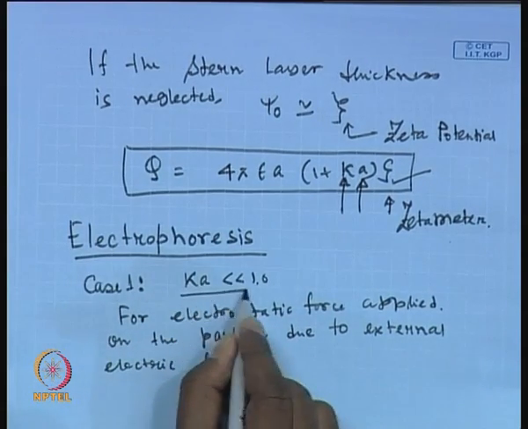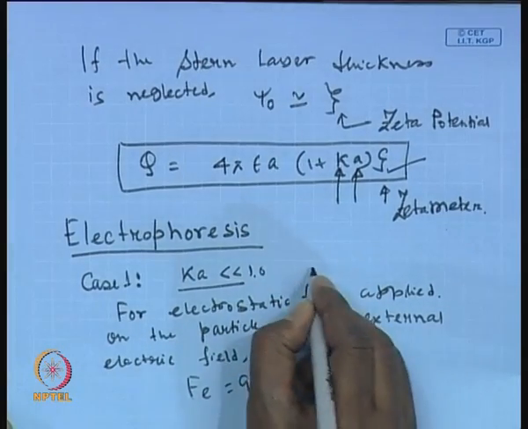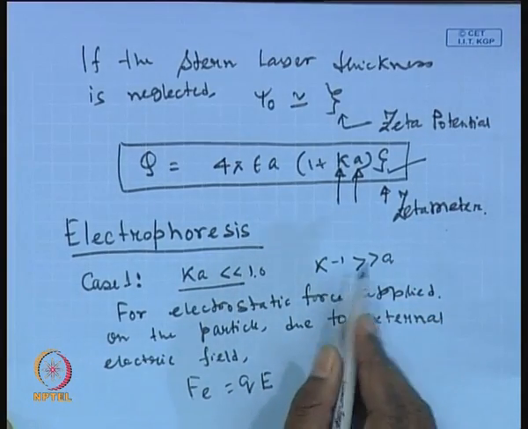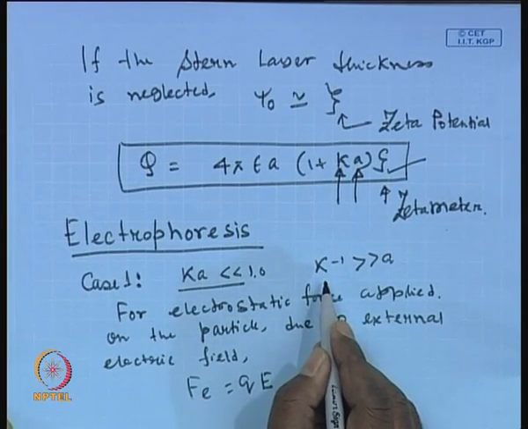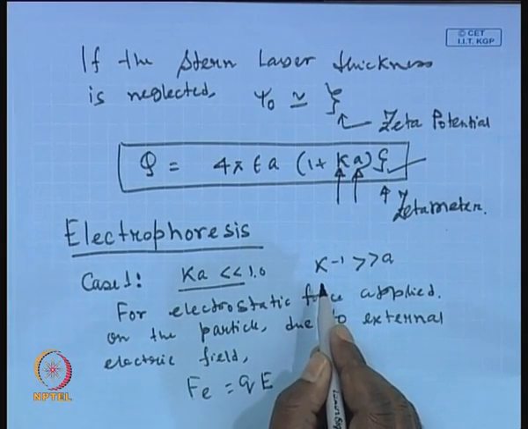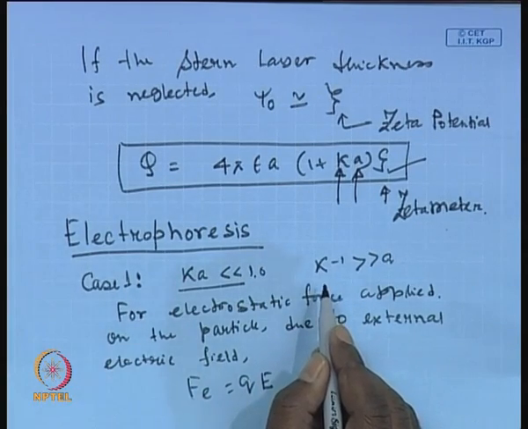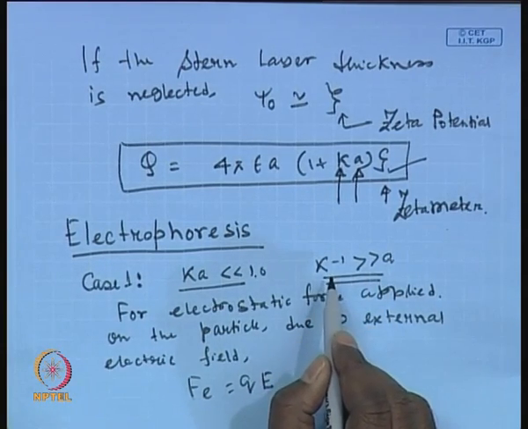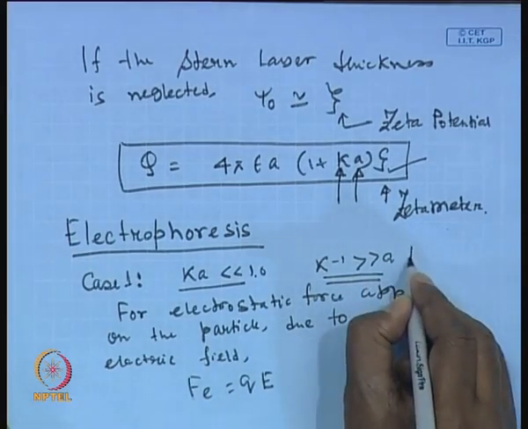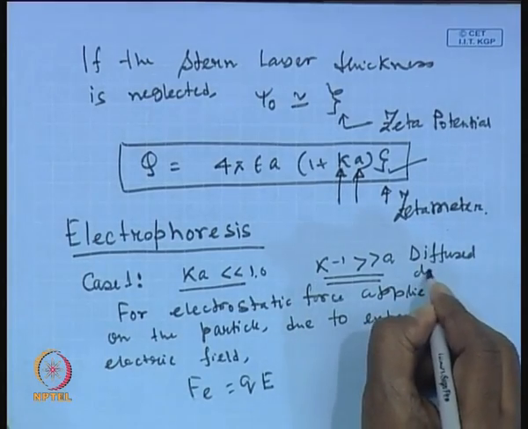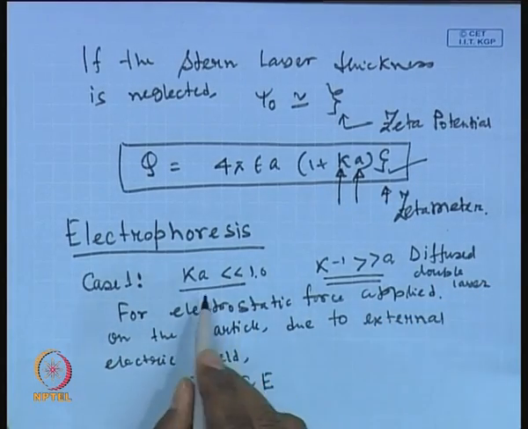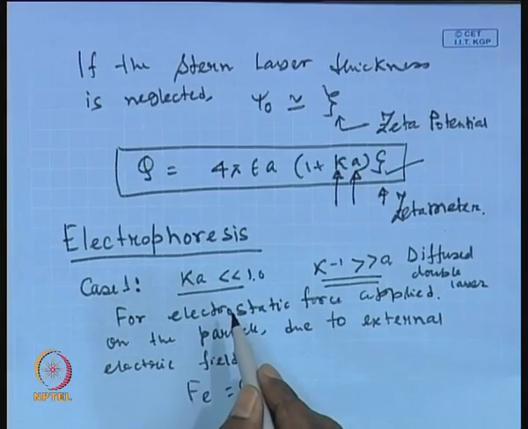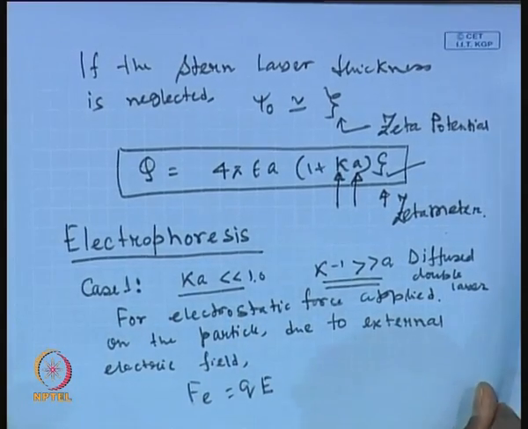Now, what is the implication of kappa A much less than 1? That means kappa inverse is much greater than A, and kappa inverse is nothing but the Debye length. So we are talking about a very high Debye length, compared to 1 nanometer it may be, let us say, 7 nanometer, or 5 times like that. In this case we are talking of a diffused double layer. This condition, where kappa inverse is quite large compared to the particle radius, is known as the diffused double layer. Physically, kappa A much less than 1 means the double layer thickness is quite large compared to the radius of the solid particle.